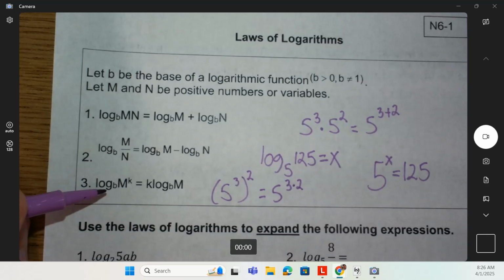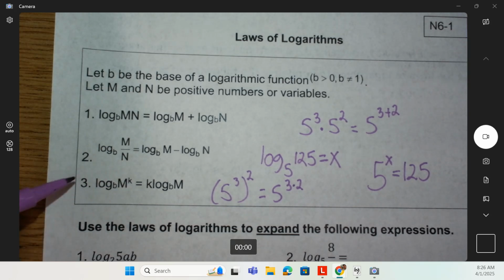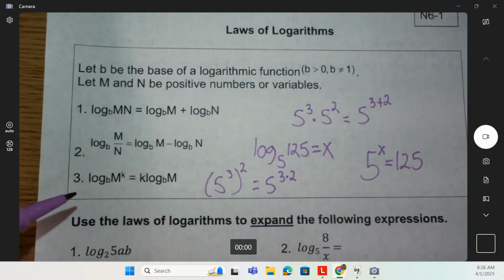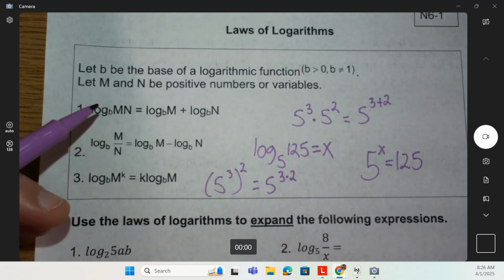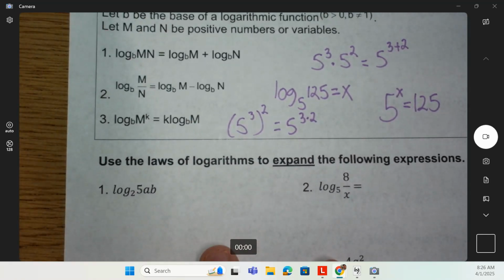If I have log base b of m to the k power, we can move that to the front and multiply it by our answer, because this is essentially getting what the exponent is for b anyways. If I'm raising that answer to another exponent, then we just multiply those together to get our answer. So we're going to use these three laws to split these apart.